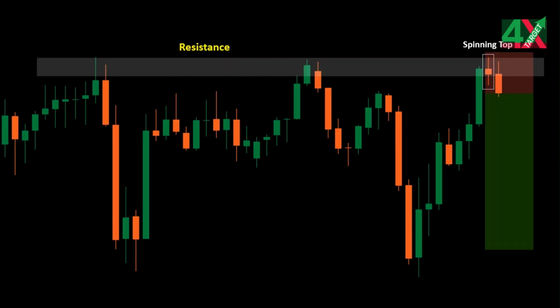In this case, a sell entry can be placed at the close of the bearish confirmation candle. The stop-loss is set just above the high of the spinning top to protect against invalidation. The take-profit target is positioned at the next key support level, aligning with the anticipated downward move.